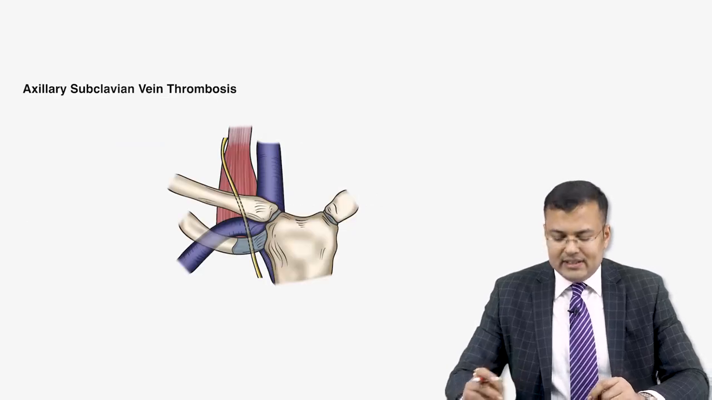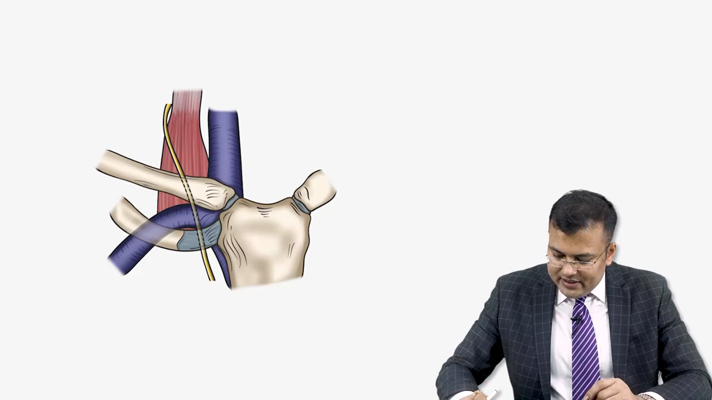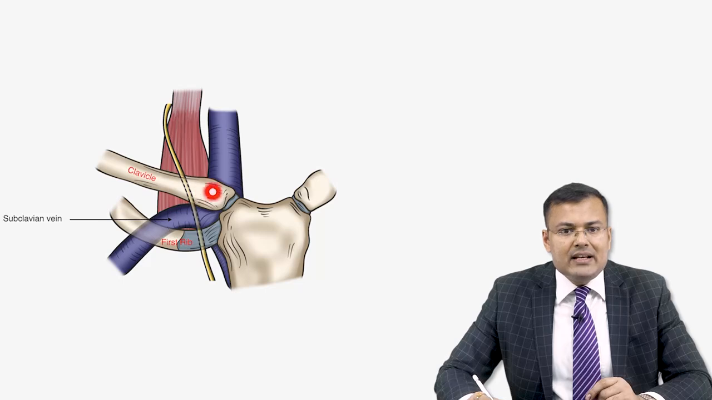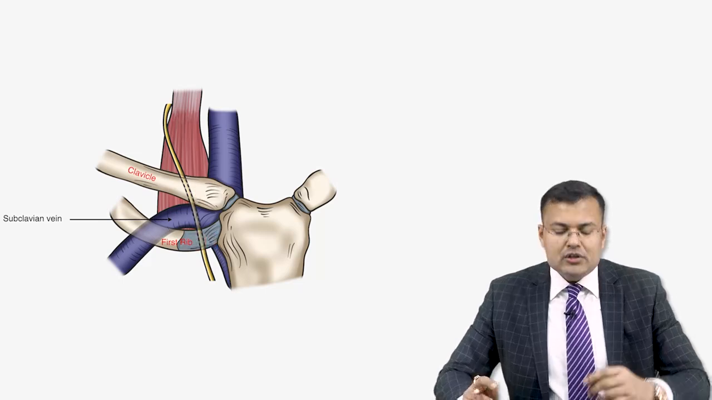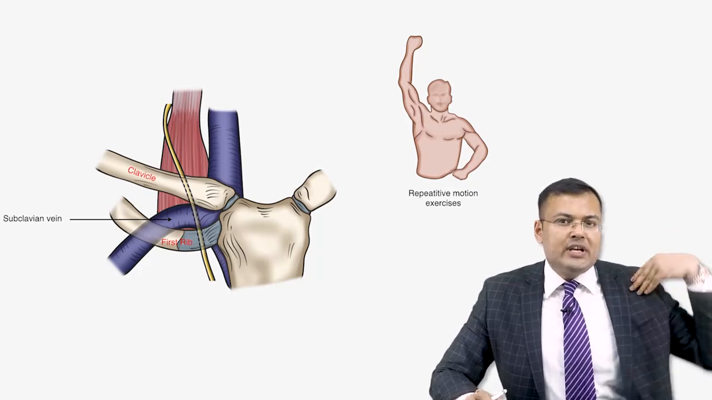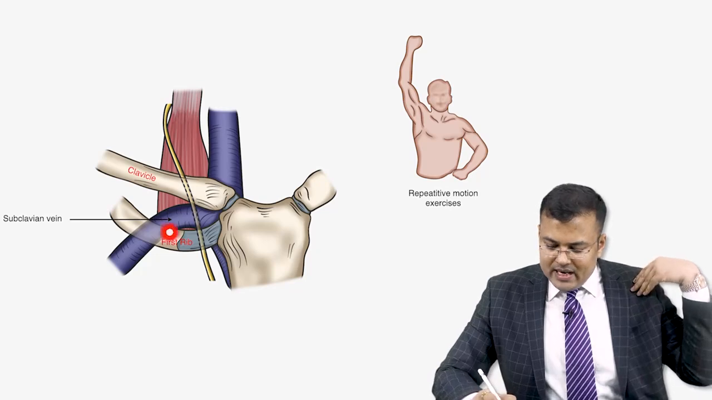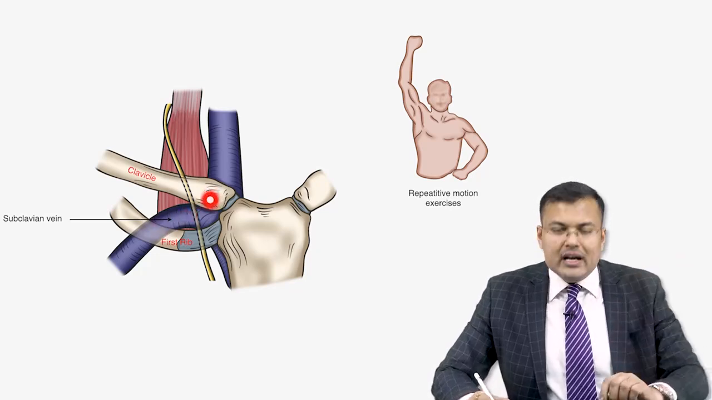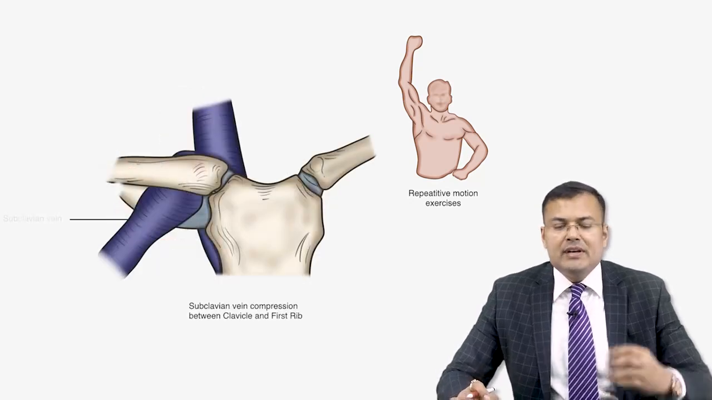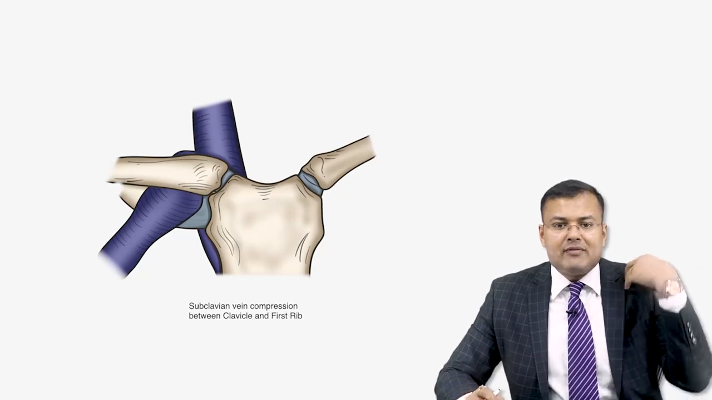In this image, you can notice that this is the subclavian vein. You can see the location. This subclavian vein is between the clavicular head and what? The first rib. So whenever a patient is doing this kind of repetitive motion, what will happen? There is damage to the subclavian vein between the clavicular head and the first rib.